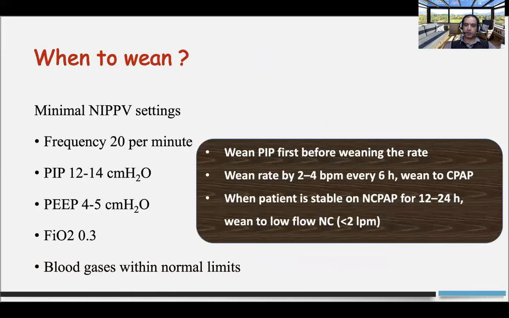Now, when should one wean? Similar to ventilation, whenever the baby is hemodynamically stable, his milieu interior is normal, and he's on minimal settings, that is PIP of 12 to 14, PEEP of 4 to 5, and FiO2 of 30% or less, he should be weaned from NIPPV.